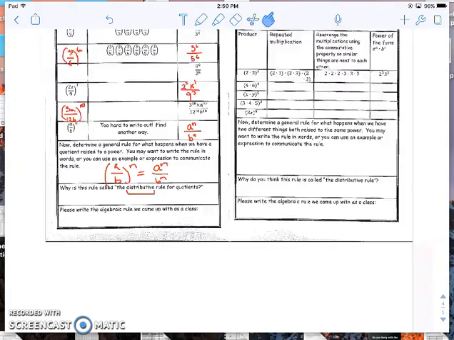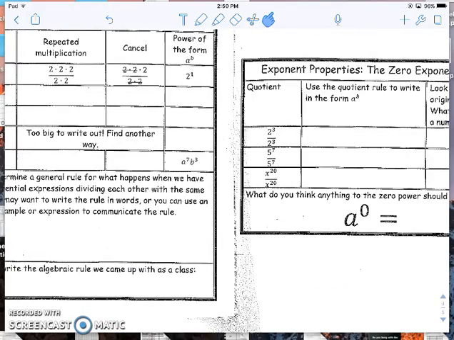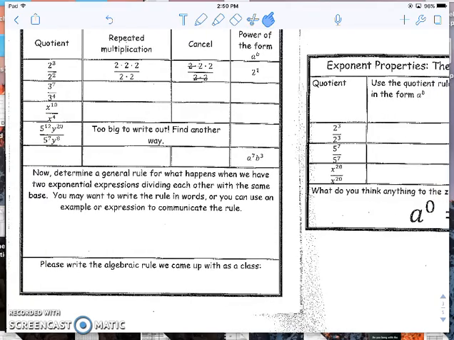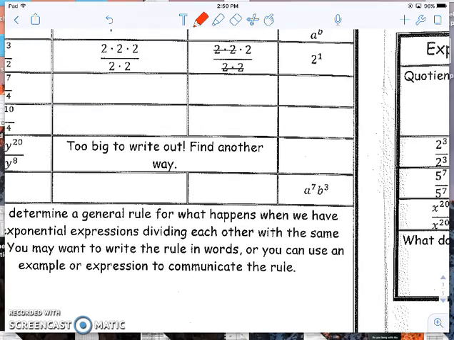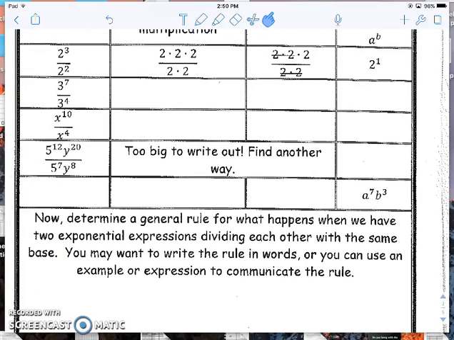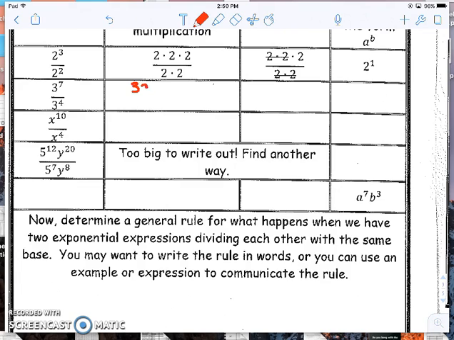So the next one, it looks like you have the quotient rule. So our quotient rule, well, let's see what happens here. So we have 7 3s, 1, 2, 3, 4, 5, 6, 7, divided by 1, 2, 3, 4. So we have 3 to the 3rd left. We had 7 and 4 made 3. It looks like we're subtracting. So this would be 5 to the 5th, y to the 12th.